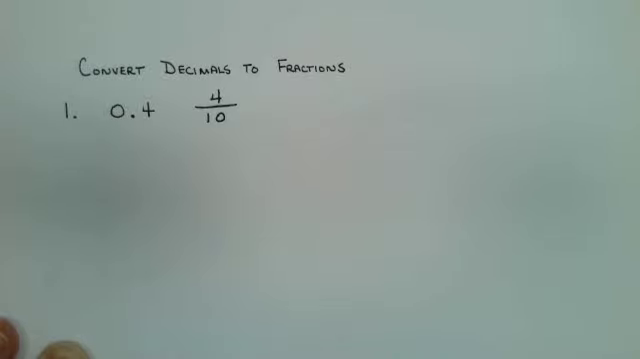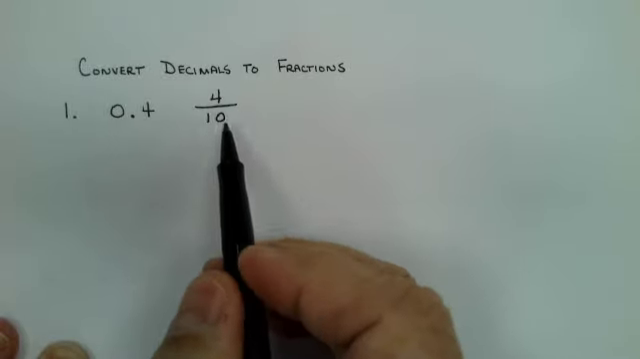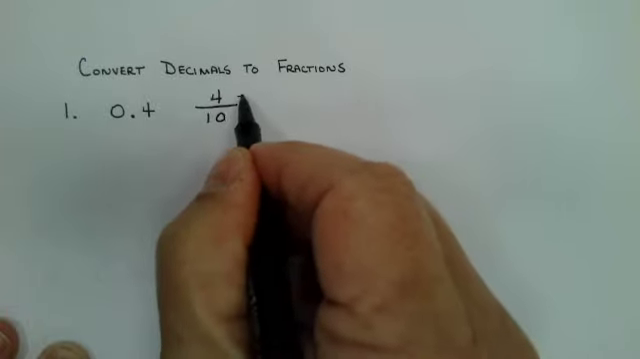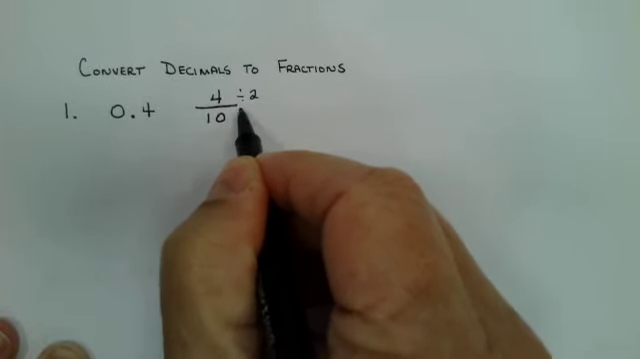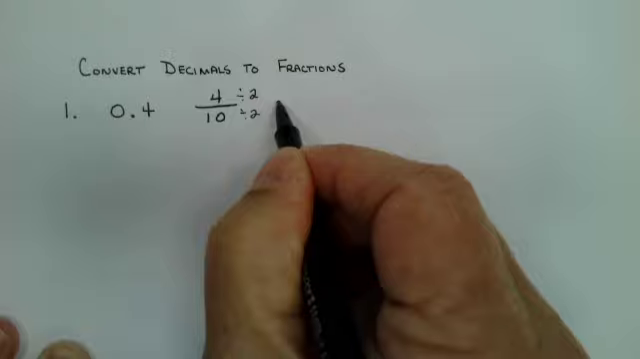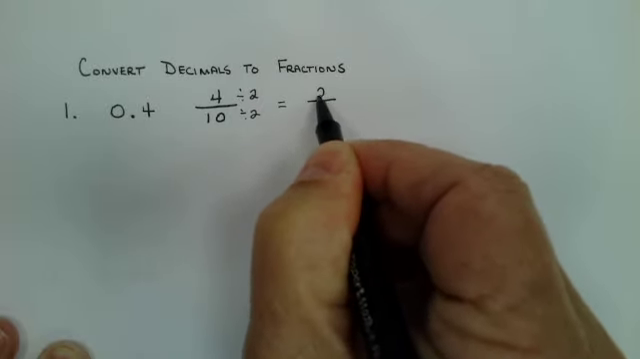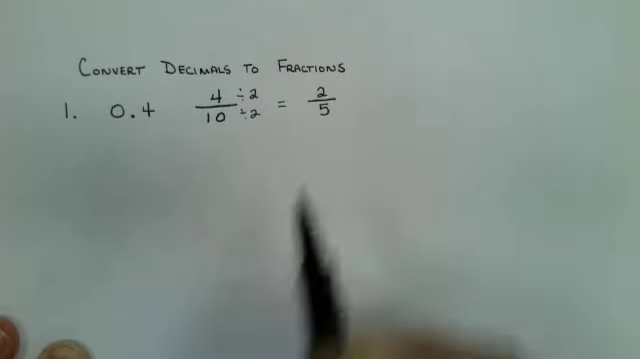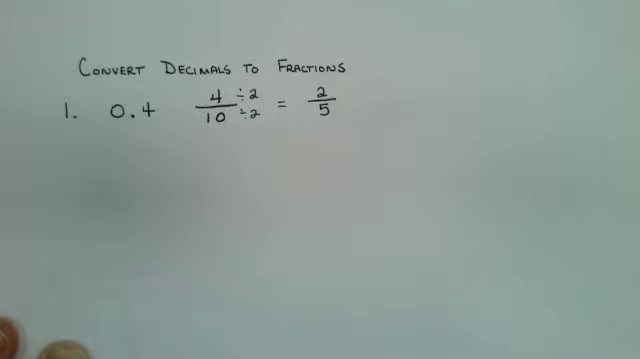Remember, all fractions have to be reduced. So I need to find a number that will go into both of these. 2 will go into both of these. Divide each one of those by 2. I get 2/5. 2/5 is my fraction.